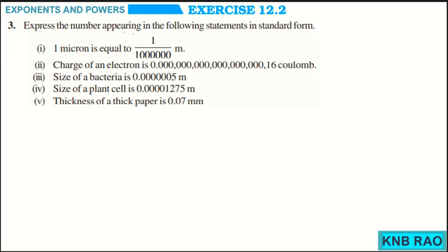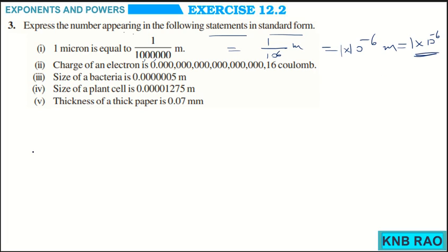Coming to the question number 3. In the main question number 3, there are 5 sub questions. In these 5 sub questions, express the number appearing in the following statement in standard form. 1 micron is equal to 1 upon 10 lakh, which is nothing but 1 upon 10 power 6, so 6 zeros, 10 power 6 meter. It is nothing but 10 power minus 6 meter. In standard form, it is written as 1 into 10 power minus 6. There is nothing, which means we can write it as 1 into.